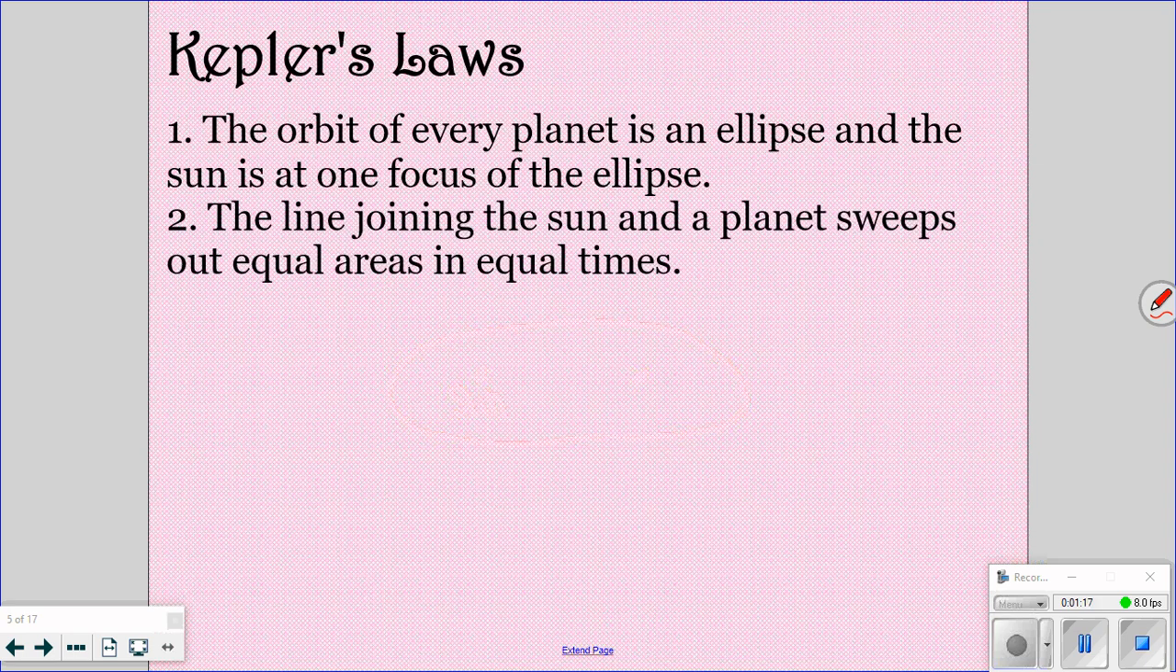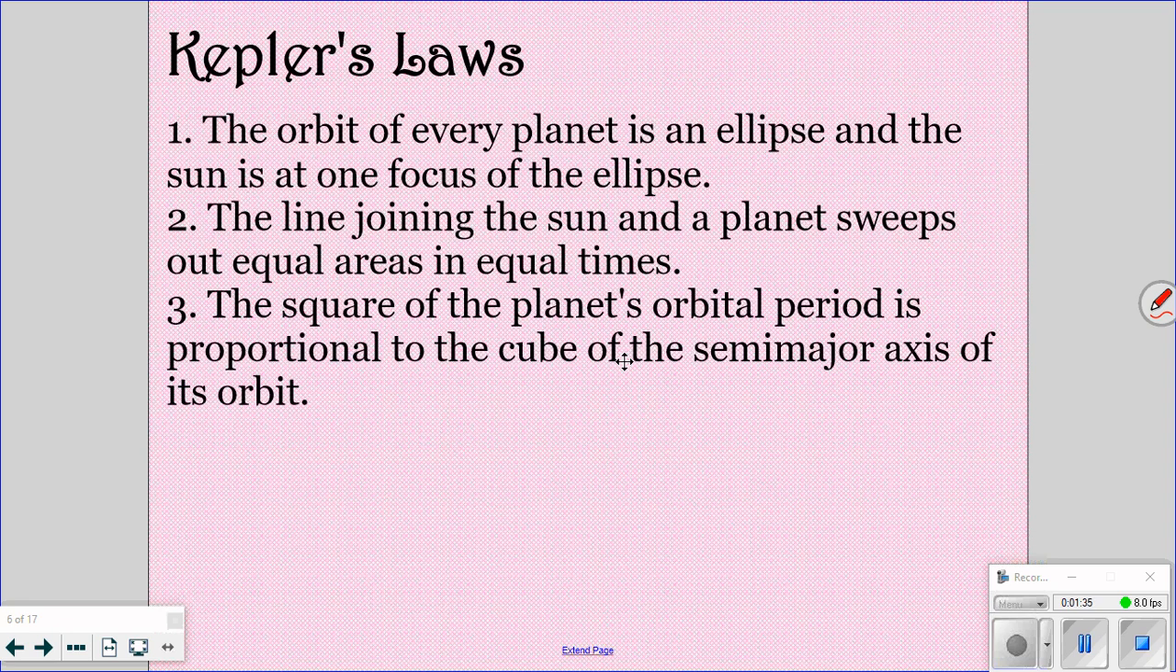The line that joins the sun and a planet sweeps out equal areas in equal time. So sometimes it'll move faster, and sometimes it'll move slower. And you should have read that it moved faster as it was closer to the sun. The square of the planet's orbital period is proportional to the cube of the semi-major axis of its orbit. So those are his three laws that he came up with.